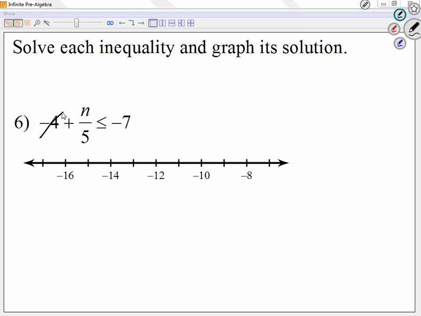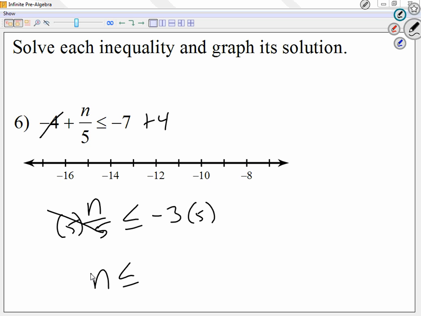The negative 4, I'm going to move it to the right side as a plus 4. So I have that n over 5 is less than or equal to negative 3. Negative 7 plus 4 is negative 3. Now this is a division, so I'm going to do the opposite. Let me multiply both sides by 5. So I'm going to have n is less than or equal to negative 15. I know my answer is negative. I did not flip the sign because technically I multiplied by a positive 5. So my important number is negative 15. In this case, I do fill it in. Right, you guys see the little line at the bottom? So in this case, I do fill it in, and I go towards the left.